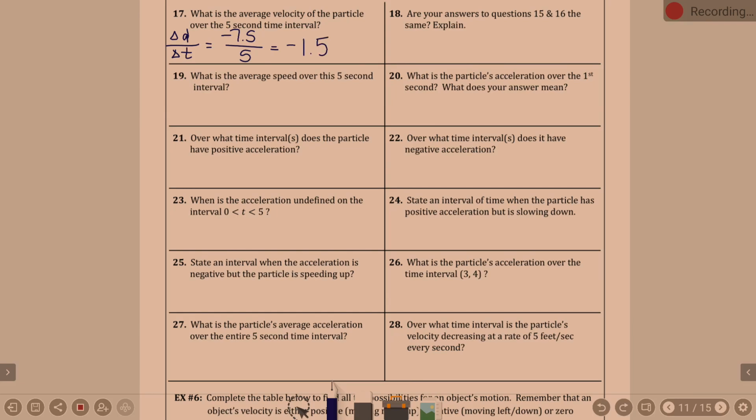Nope, 1.5. Wrong way, wrong way. 1.5. Okay, I forgive you. Okay, so that's average velocity.